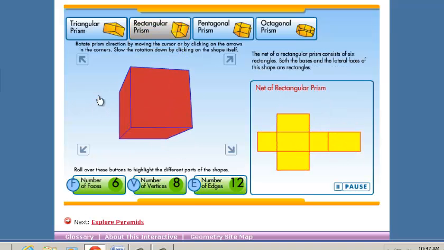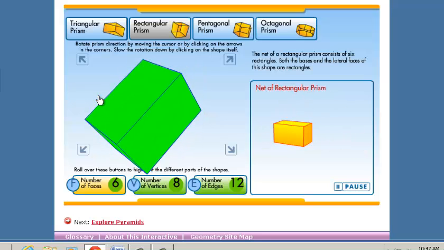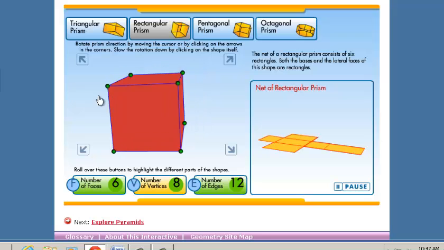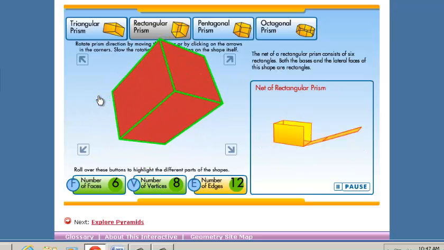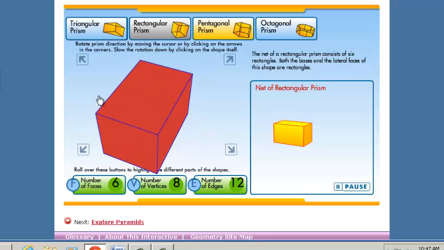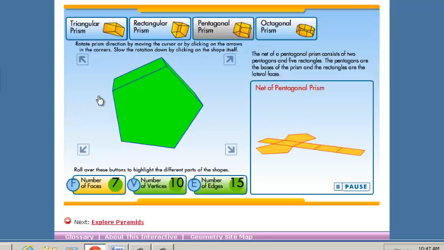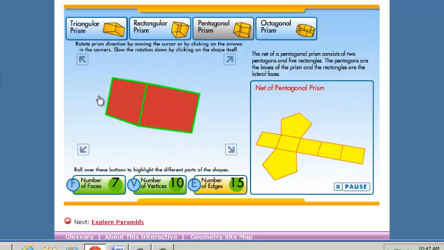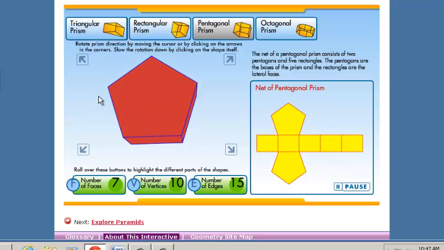Let's take a rectangular prism. And again, these are the faces, all those flat surfaces. Vertices, those points where the edges meet. And the edges, these are the lines. And same thing with the pentagonal prism. Faces, vertices, and edges. Now you get the point. Okay. Let's move on to the lesson.